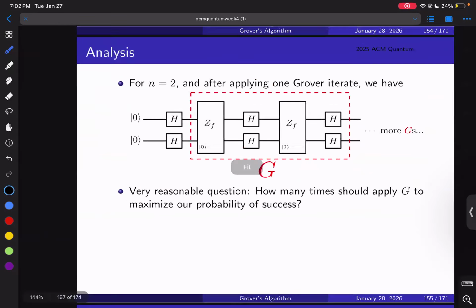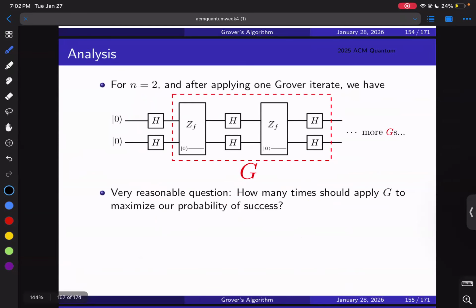Now the next question is, how many times should we apply G to maximize our probability of solving the problem? Remember we said that we want to get as close to the angle pi over 2 as possible, because if we're at an angle pi over 2, then we're completely aligned with the A axis, which means we'll have 100% probability of solving the problem.